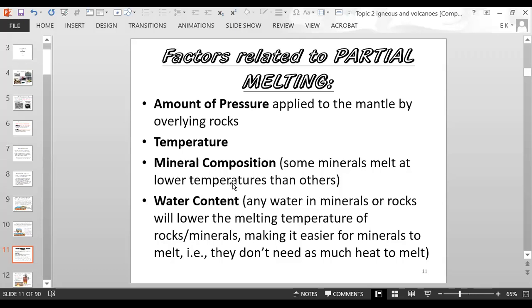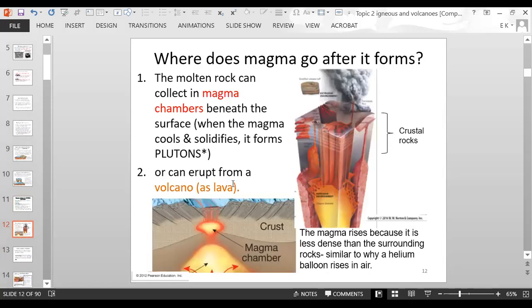So any water that might be present, either in the rocks or in the minerals or just in the area, because maybe we're talking about rocks in the ocean, and you may have cracks in the rocks allowing some ocean water to seep down. So the water content is going to lower the melting temperature of rocks and minerals, making it easier for those rocks and minerals to melt. So that's another factor related to partial melting.